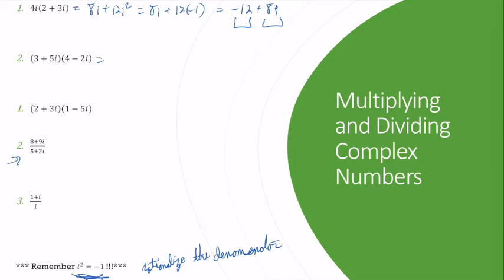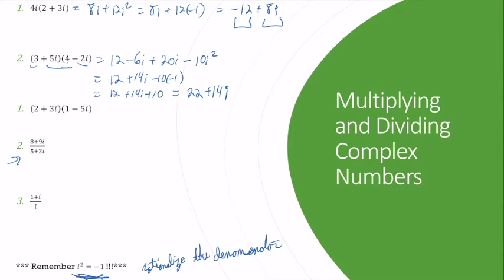So I'd get 12 minus 6i plus 20i minus 10i squared. I know I'm doing math, it's so exciting. So that's 12 plus 14i minus 10 times negative 1. That's going to become a positive 10. So 12 plus 14i plus 10. So I've got 22 plus 14i.